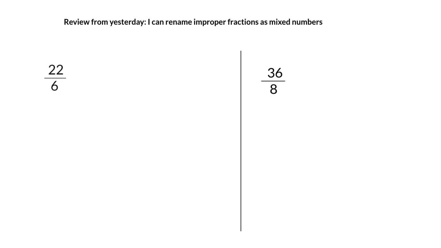Okay, the first thing that we're going to do is a quick little review of our learning target from yesterday because it is important for you to be able to do this to meet your learning target today, which is renaming mixed numbers as improper fractions, but you should be able to also do the opposite, renaming improper fractions as mixed numbers. Okay, so yesterday when we did this, we had a couple different steps. I'm not going to have them written out on here. If you need that, you can jump onto the lesson video.